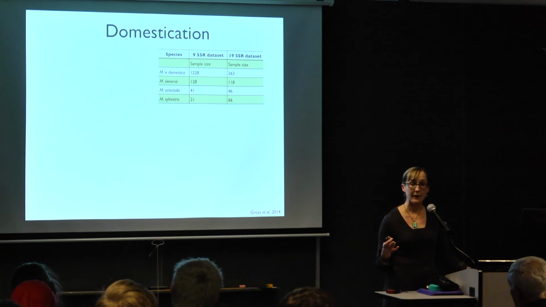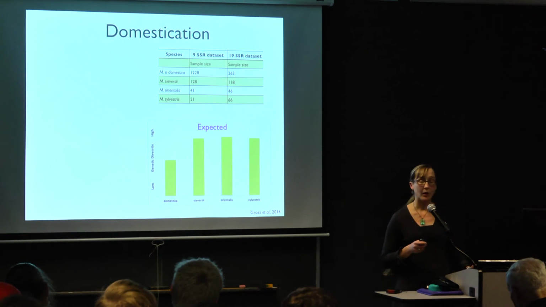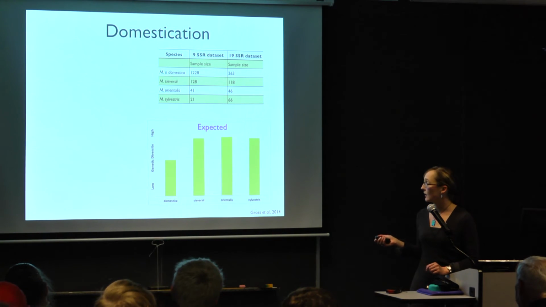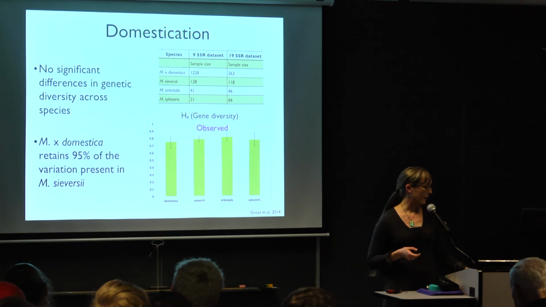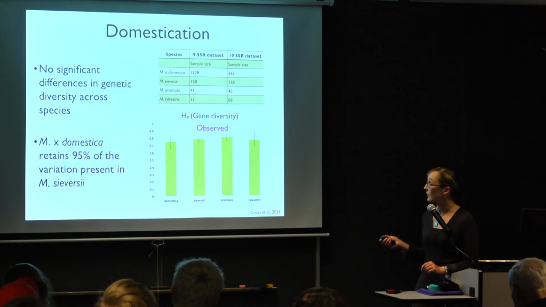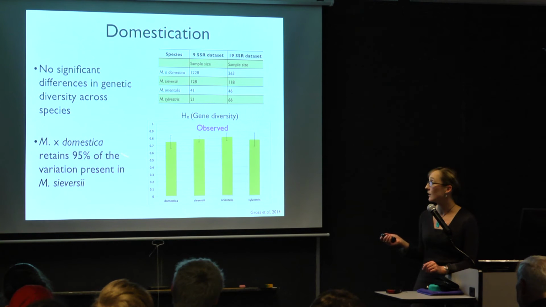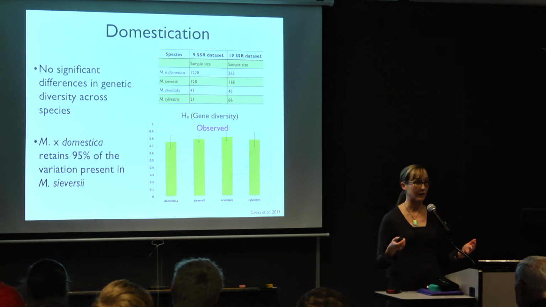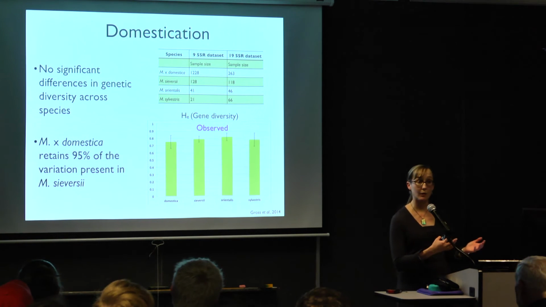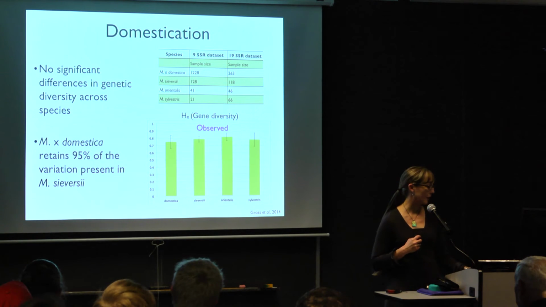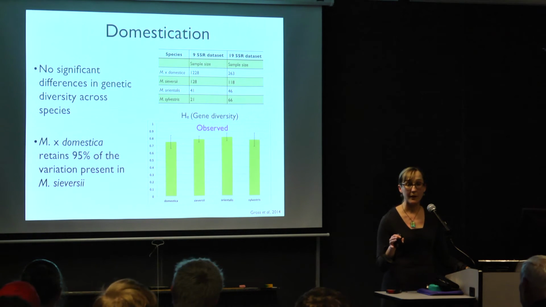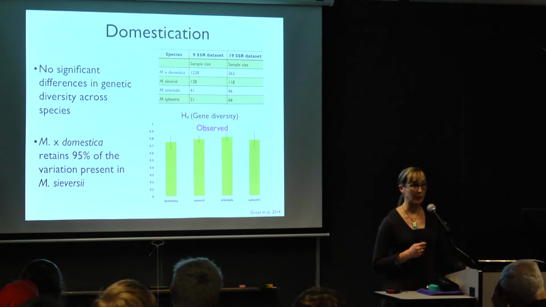So first, looking at the domestication bottleneck using these neutral markers, I wanted to see whether apple fit the pattern or not. If there was a bottleneck, we would expect to see lower genetic diversity in Domestica. But when I looked at the actual data, I saw that there was no significant difference in genetic diversity across these species. But if you wanted to do a direct comparison, Domestica retains about 95% of the variation present in Sieversii. So this fits very well with what we know about perennial crops from a review of the literature. Now, that was kind of expected, but let's dig in deeper and look at this improvement bottleneck.